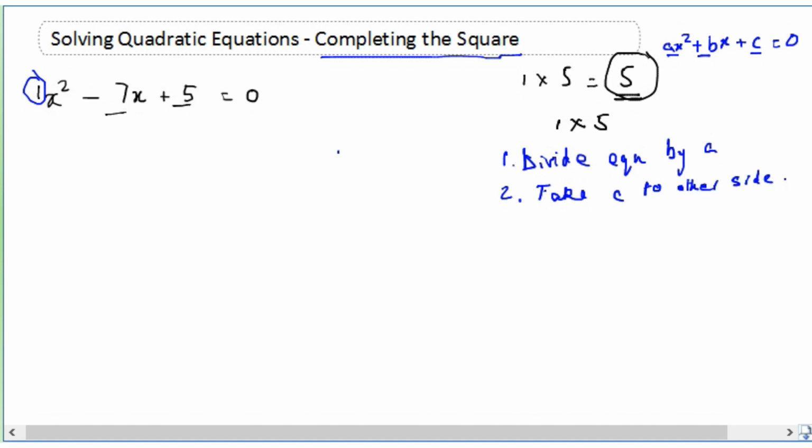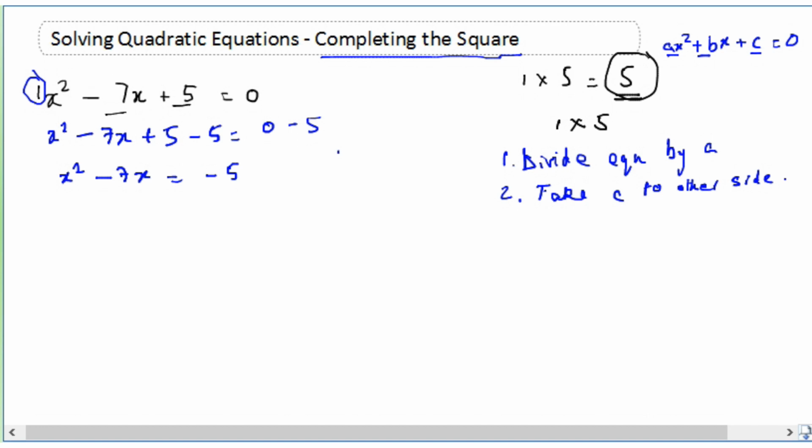In other words, we'll just leave the x's on one side and take the c to the other side. So taking c to the other side, we'll have to subtract both sides of the equation by 5. So we get x square minus 7x plus 5 minus 5 is equal to 0 minus 5, and we are left with x square minus 7x is equal to negative 5.